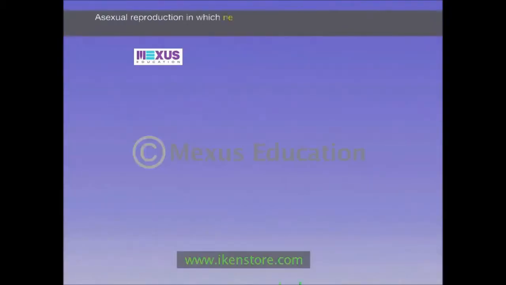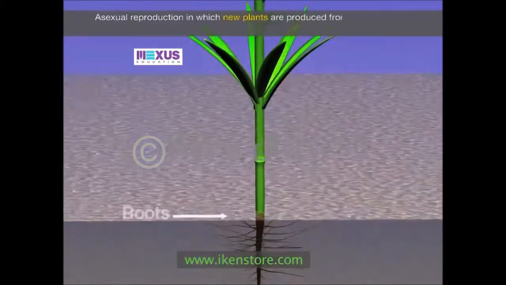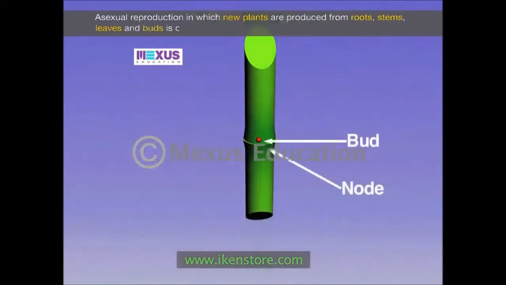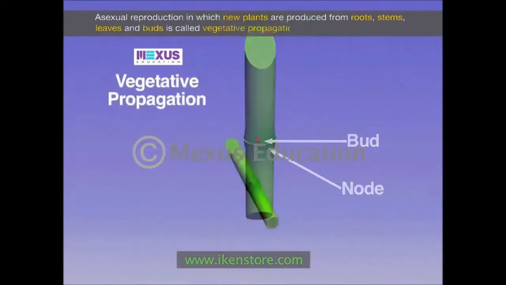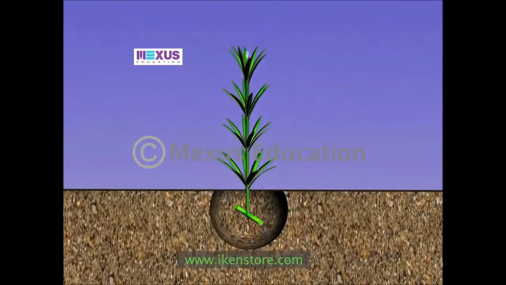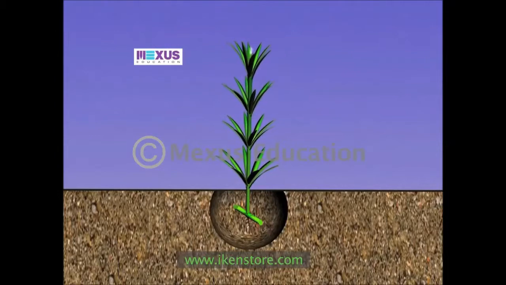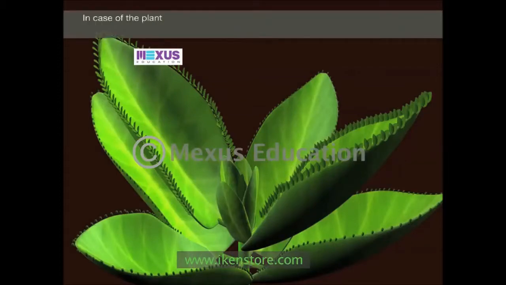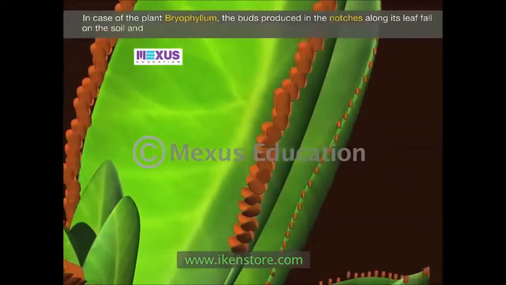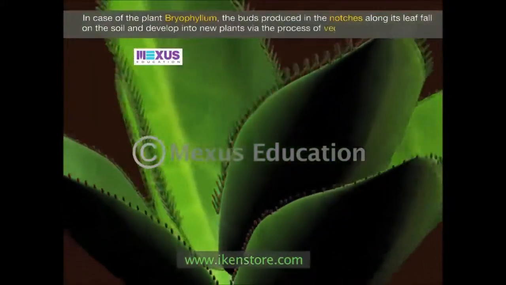Asexual reproduction, in which new plants are produced from roots, stems, leaves, and buds, is called vegetative propagation. It is called vegetative propagation as the reproduction takes place through the vegetative parts of a plant. Another example of vegetative propagation comes across in case of the plant Bryophyllum, where the buds produced in the notches along its leaf fall on the soil and develop into new plants.